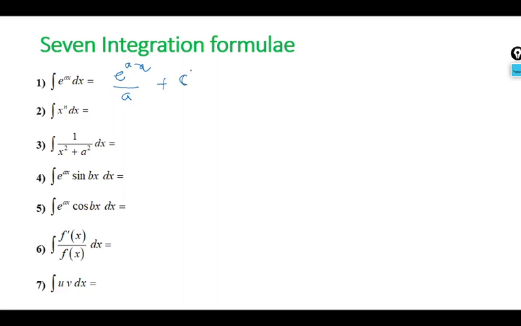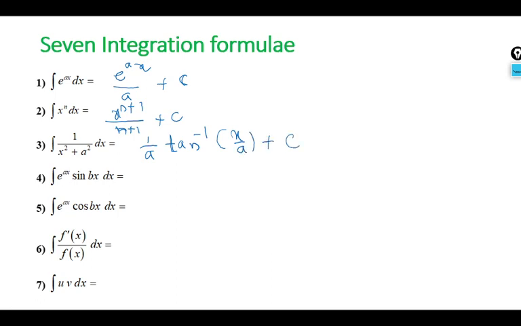Now integration of x raised to n is x raised to n plus 1 upon n plus 1 plus c. That's the second. Integral of 1 upon x square plus a square is 1 by a tan inverse of x upon a plus c.